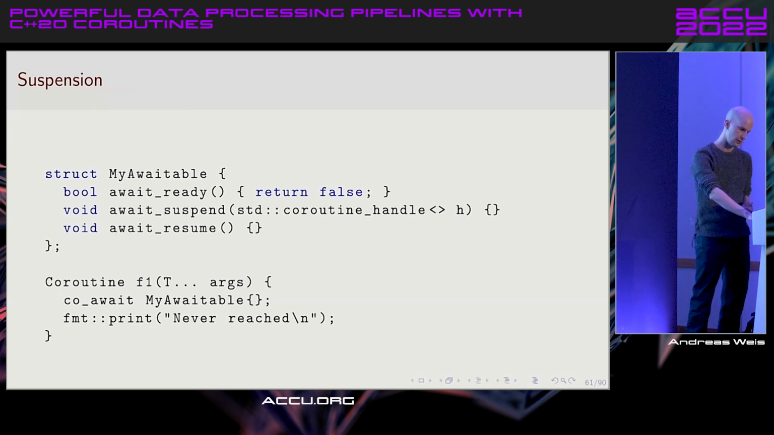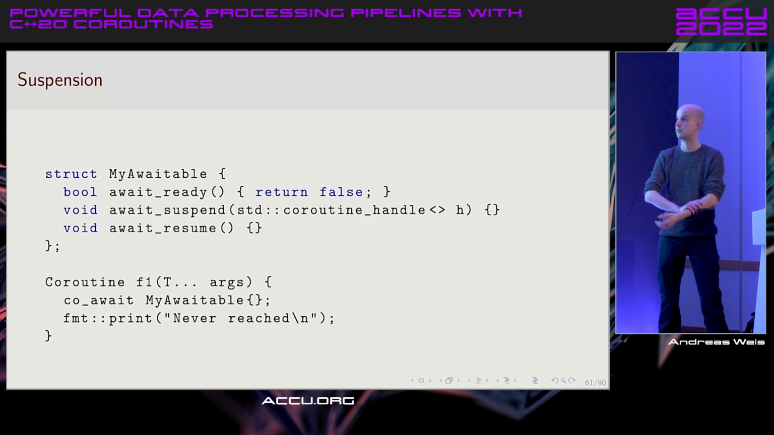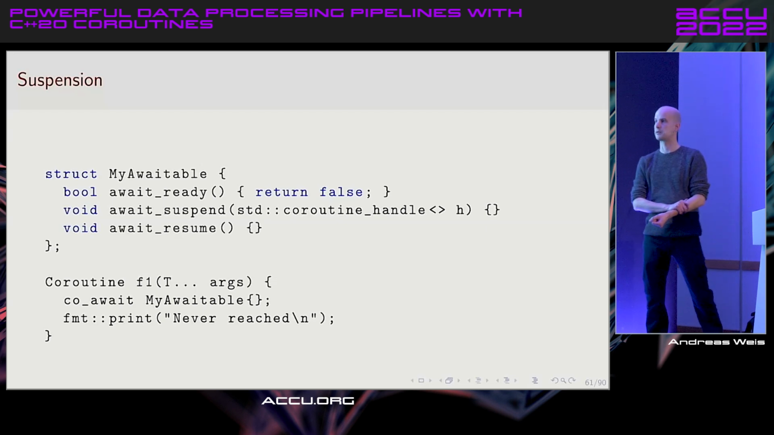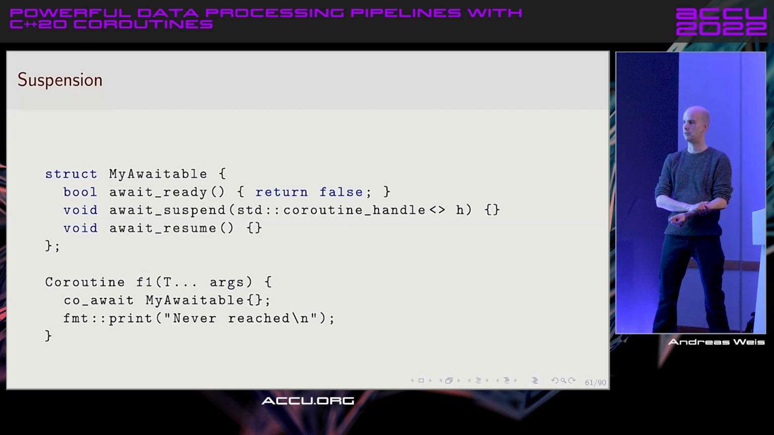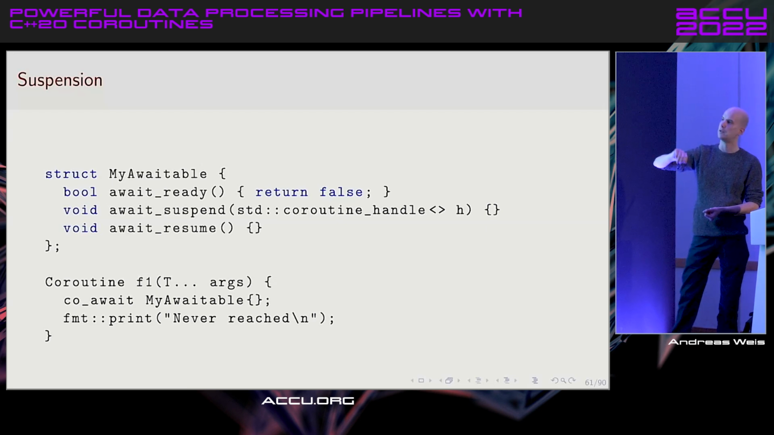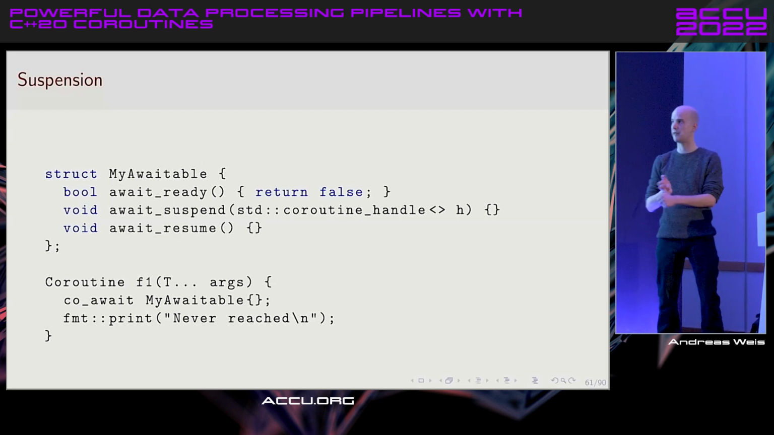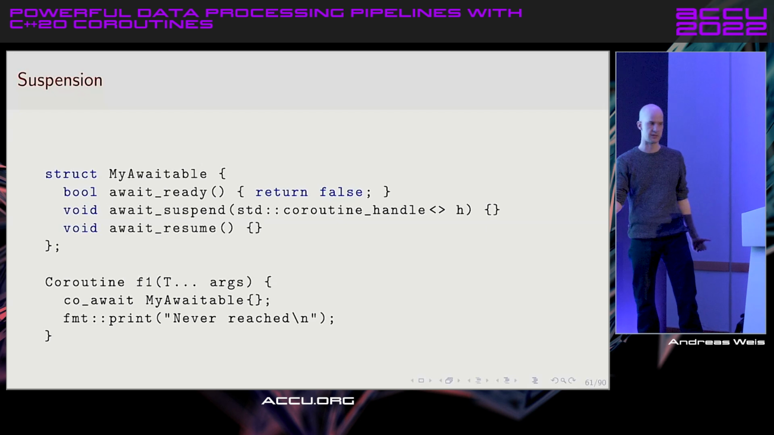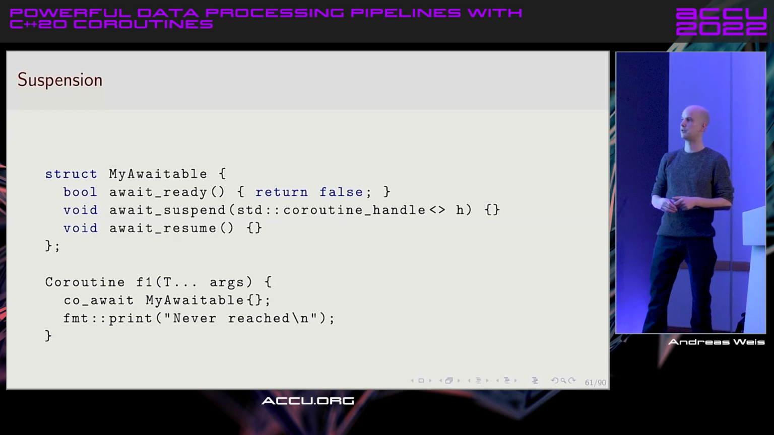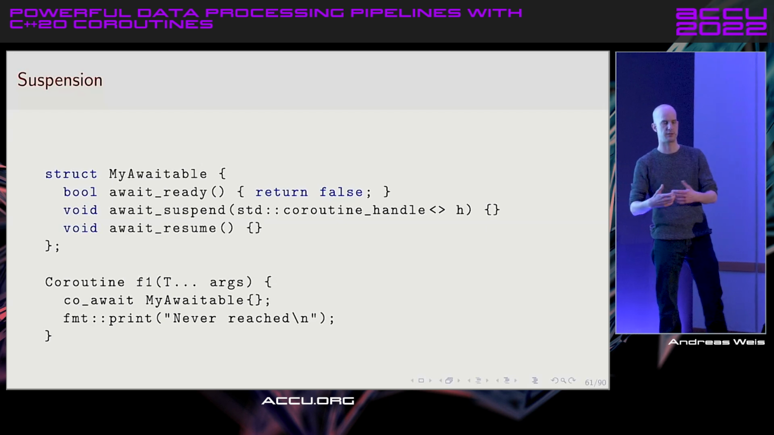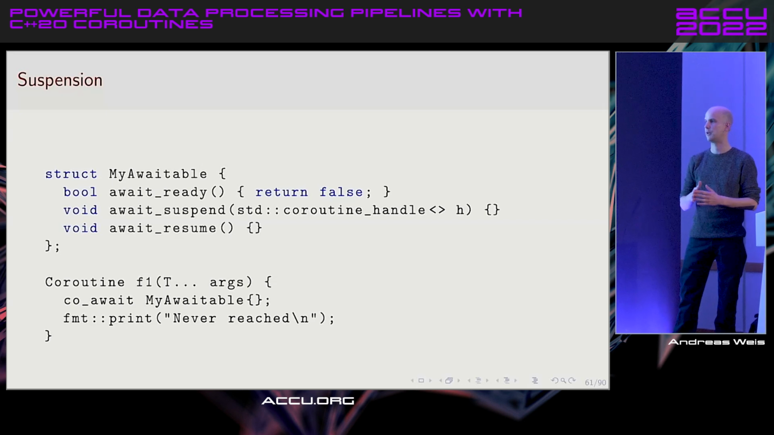Okay, so now let's actually take a look at suspension. So suspension happens whenever I await something, right? So this is why the awaitable comes into play here. So if I have a coroutine which calls co-await, then the awaitable needs to tell me three things. First of all, whether I need to suspend at all or whether I can just continue executing. This is what the await_ready function does. In this case, I'm going to return false, which means I'm not ready. Please, I want to suspend execution, return control flow to my caller.